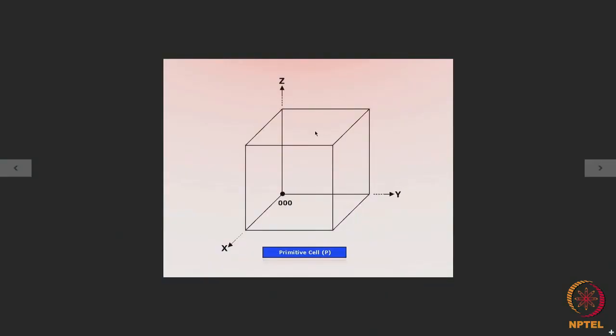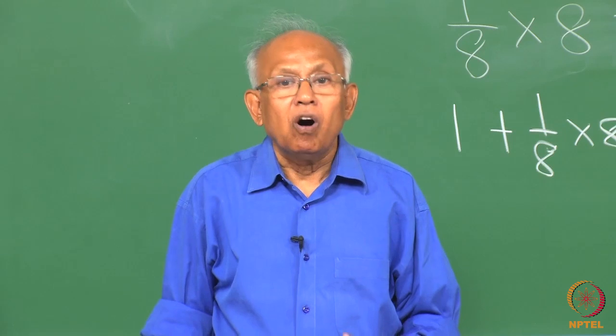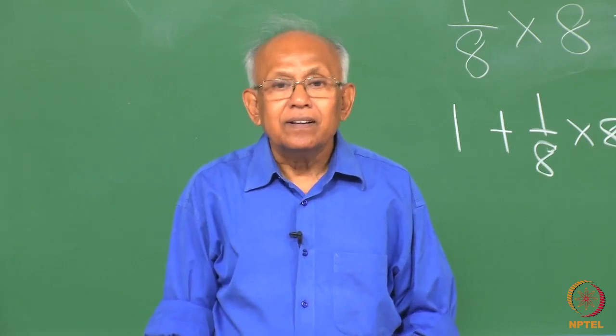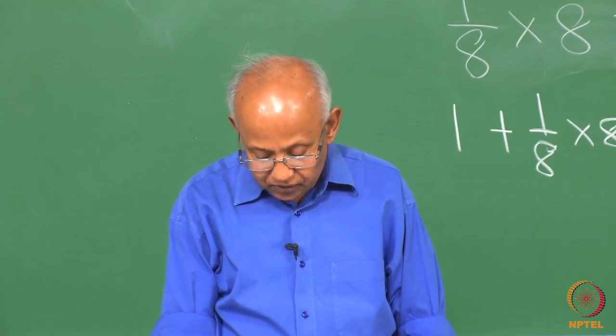Now, crystallographers have decided that the point or atom at the origin will be considered to be the point or the atom belonging to this unit cell. So, this point over here will belong to some other unit cell, this point over there will belong to another unit cell, etcetera. Now, when you look at the origin, what are the coordinates of the origin? 0, 0, 0. So, we say that in the primitive unit cell, there is only one point or one atom per unit cell, and the position of that point or atom is 0, 0, 0.